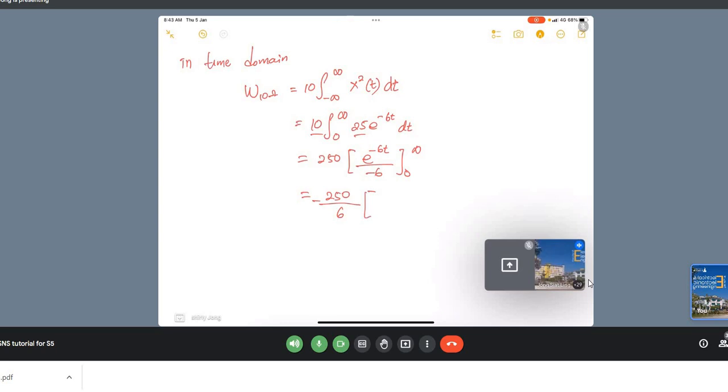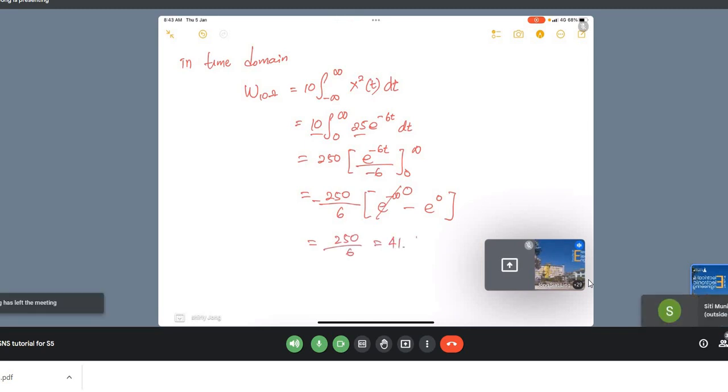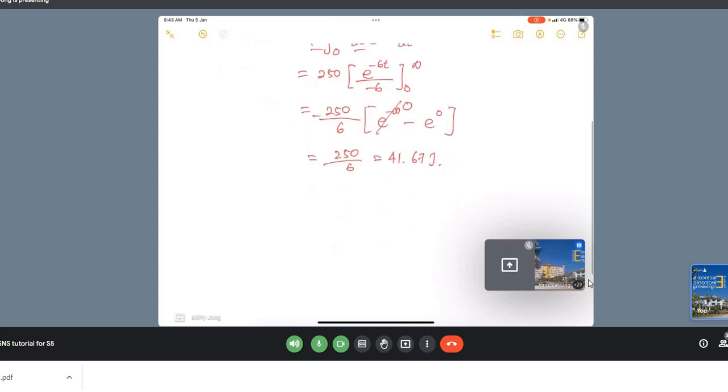This is e to the power of negative infinity minus e to the power of 0. So this one you get 0, this one you get 1. So the total is 250 divided by 6. If you divide, you get 41.67 joules. So this is in the time domain.